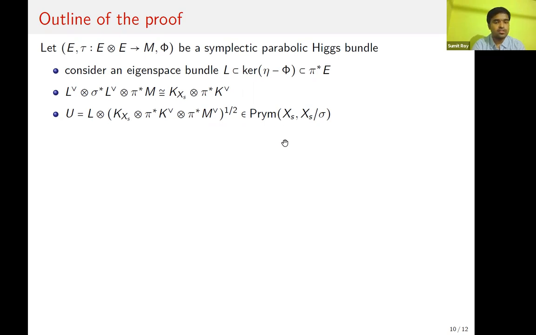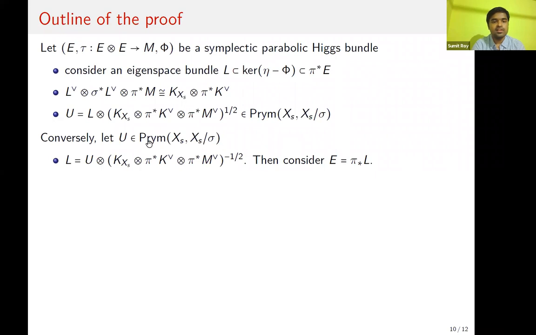Okay. Now conversely, let U be an element in the Prym variety. Then take L to be just U tensor K_{X_S} tensor pi star K dual tensor pi star M dual, to the power minus half. And then consider the push forward of that line bundle. We have already seen that this push forward bundle has a Higgs field, which is given by the tautological section of the cotangent bundle. In the case of parabolic bundles, it is the tautological section of K D.